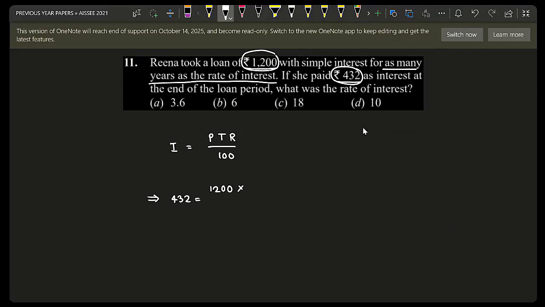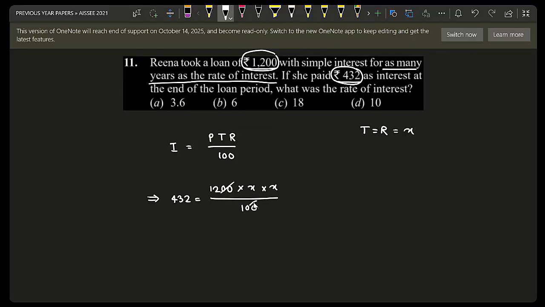What is that? Time period and rate of interest are both the same. If both are the same, I can call them a variable x. Time period I am calling x years, rate of interest I am calling x percent. So in time period substitute x, and in rate of interest also substitute x. Why? Because they gave the clue: time period and rate of interest have the same numerical part. Divided by 100. From this we get the value of x.